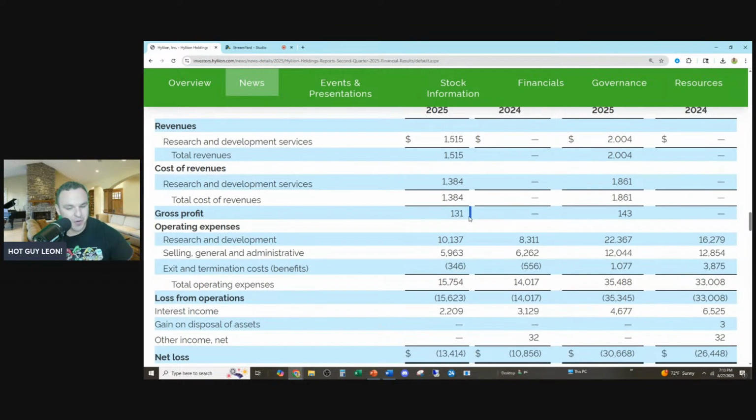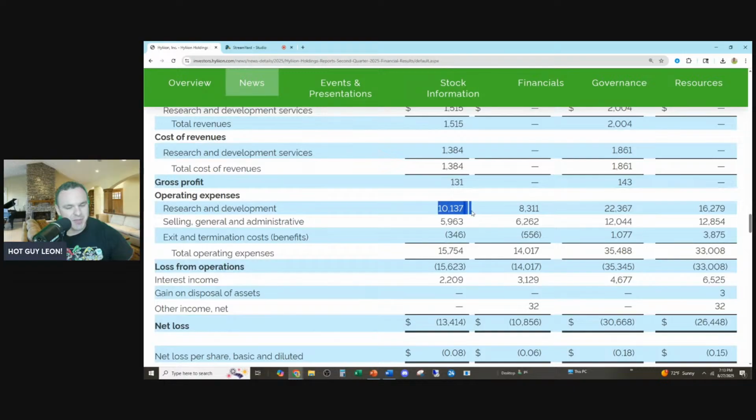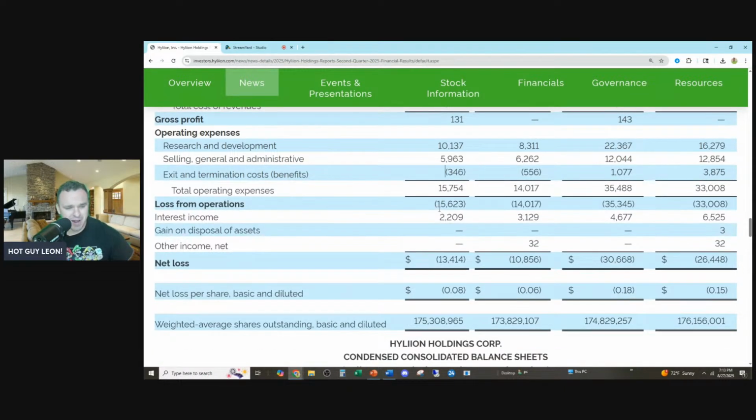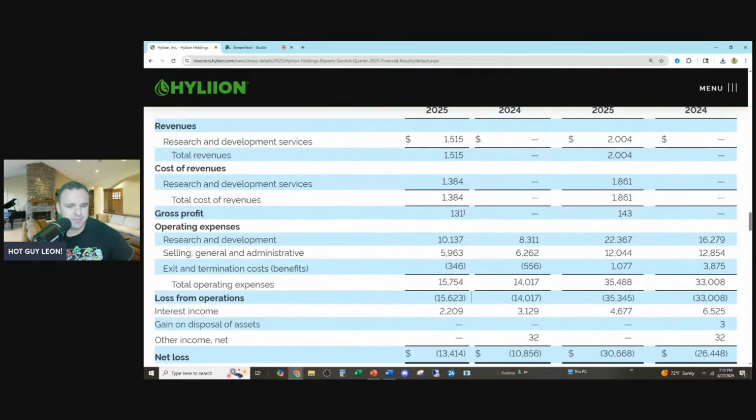Gross profit of $131,000. R&D expenses of $10 million. SG&A, selling, general and admin, of $6 million. And a slight gain from exit and termination costs. What are they being paid for, people to quit? God, I'd pay Hyliion to quit working for this company. Loss from operations of $15 million. What is that, like a negative 1,000% margin?